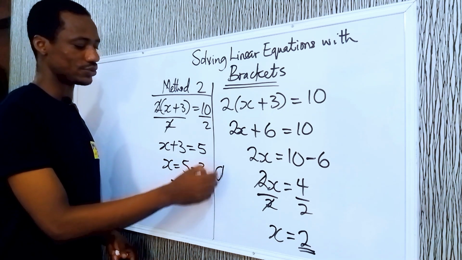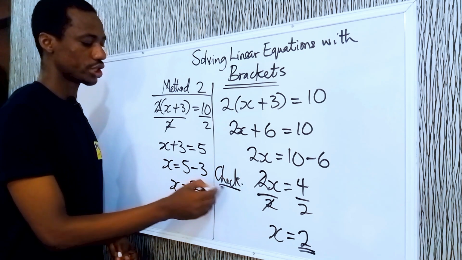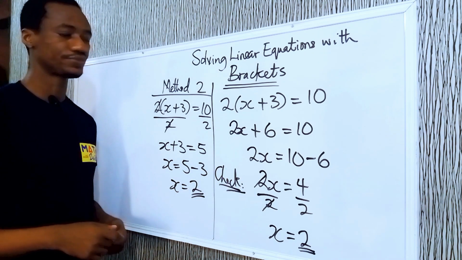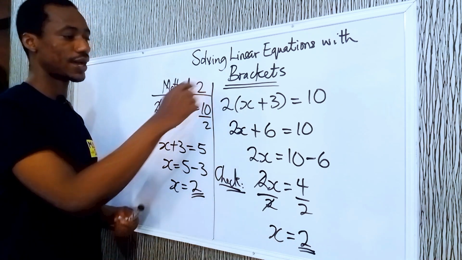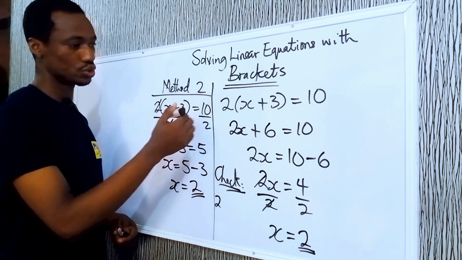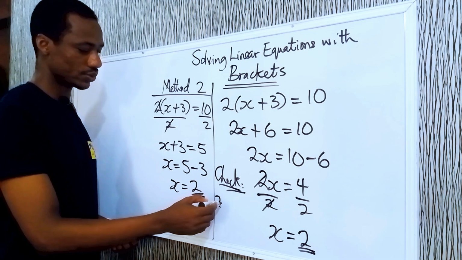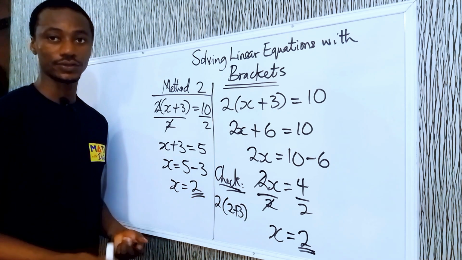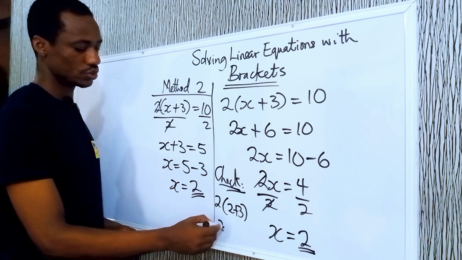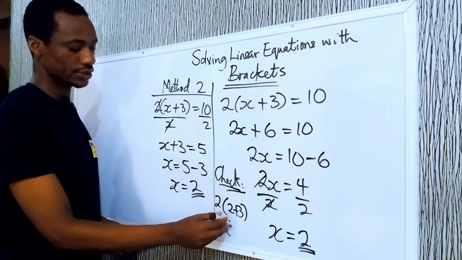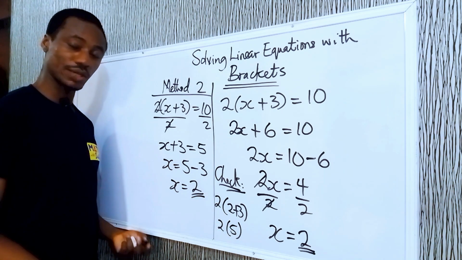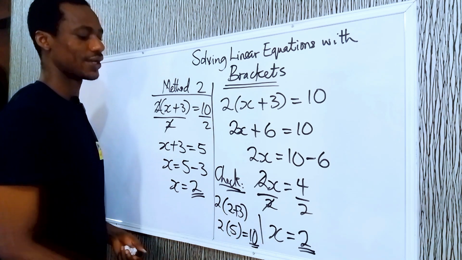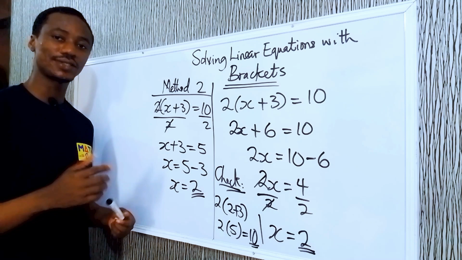But we still have to do our check. How do we check? We put the value of 2 back into the equation. So the equation is 2 into x plus 3. We have x as 2 now, plus 3. And then let's see if that will give us 10. So this is 2 into 2 plus 3, which is 5. So 2 times 5 is 10. Easy peasy. So that means our solution is correct.